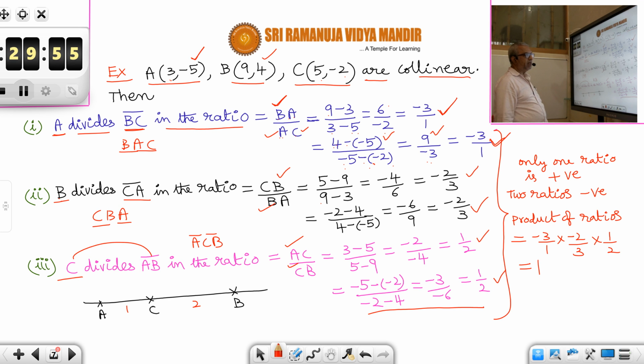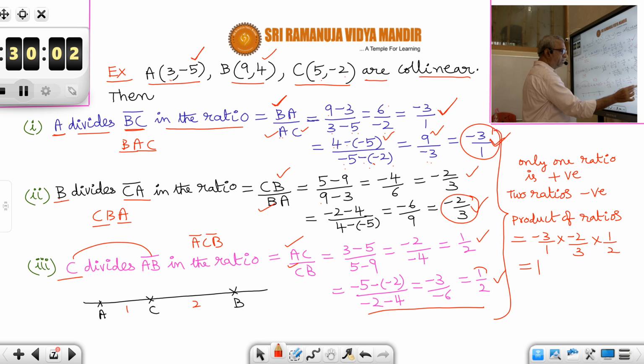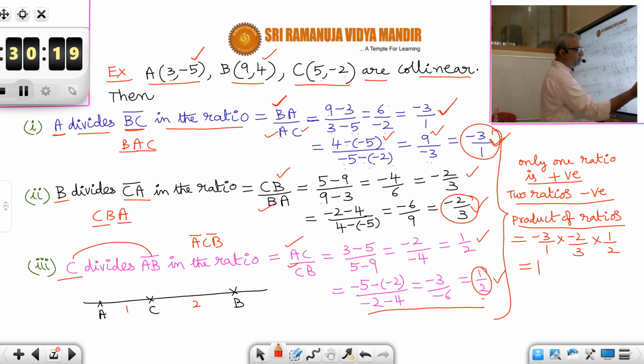So what are the three ratios? -3:1 is the first ratio, -2:3 the second ratio, 1:2 the third ratio. Out of these only one ratio is positive, 1/2. The remaining two are negative. So what about the product of the ratios? Here I am calculating the product: -3/1 into -2/3 into 1/2. Everything gets cancelled, and you are getting 1. So the product will always be 1.